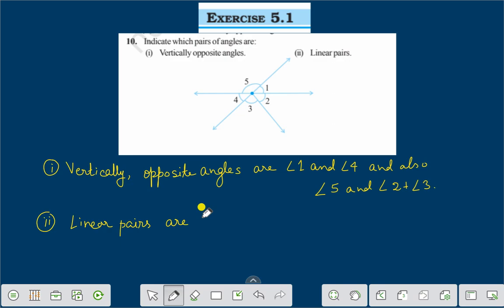Therefore, linear pairs are angle 1 and angle 5, and also angle 5 and angle 4.